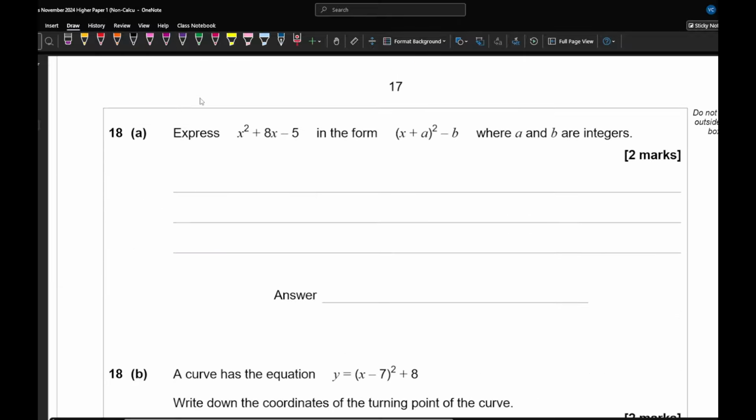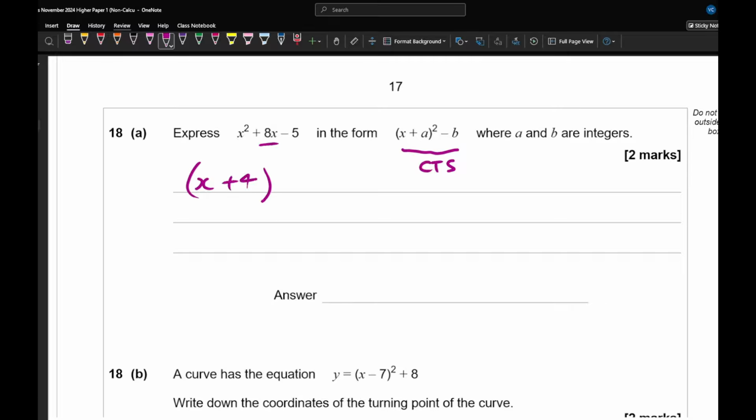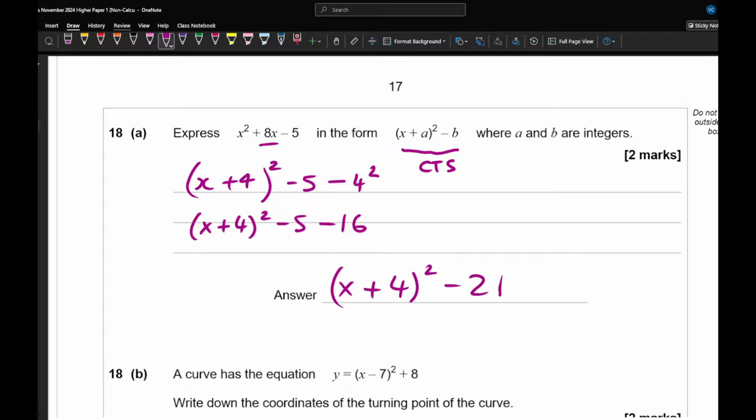Moving on to question 18, it says express x squared plus 8x minus 5 in the form of x plus a all squared minus b. So in other words, what we need to do is use completing the square. There are several ways in which you can do this, but I always prefer to open up my bracket, halve the coefficient of x, so I've got plus 4, take the constant, which is minus 5, and take away whatever digit is inside the bracket squared, so it's going to be minus 4 squared. So that's going to give me x plus 4 squared minus 5 minus 16, giving me a final answer of x plus 4 squared minus 21.